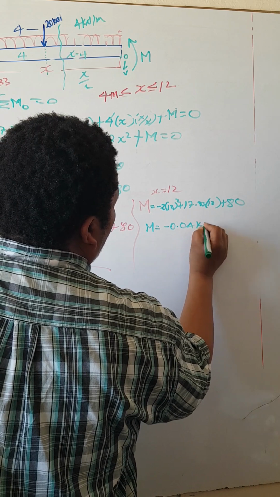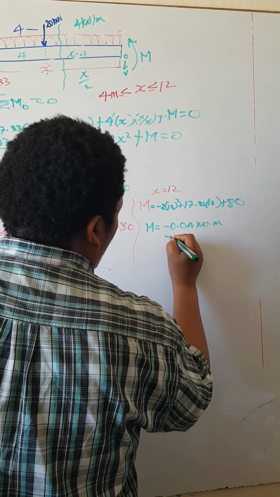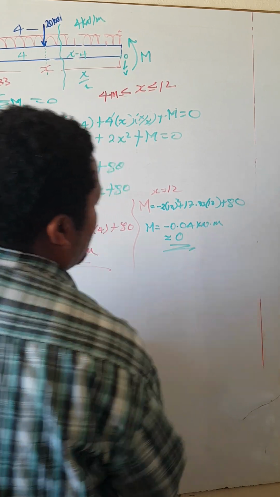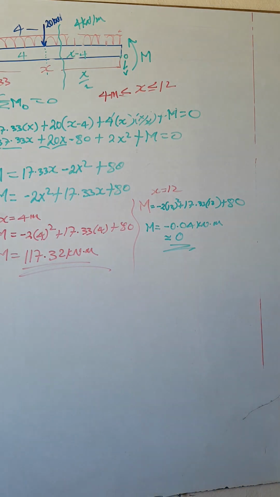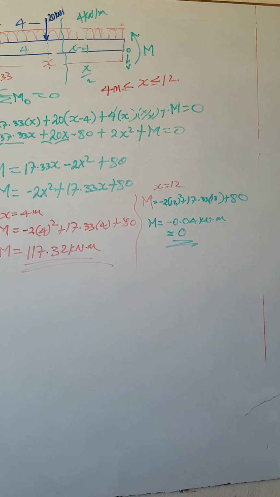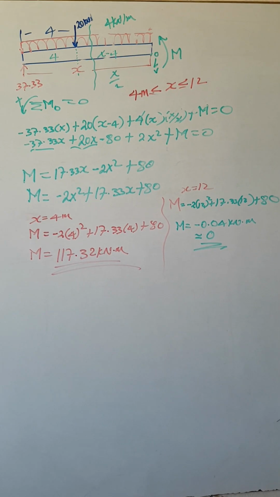-0.004 kN·m came out, so unless there is a formula error, this is closely zero, which means it closes. Okay, it's closed, good. So now we have the moment at 0, the moment at 4, and the moment at 12 meters. The next step is finding the shear force in section 2, between 4 and 12.